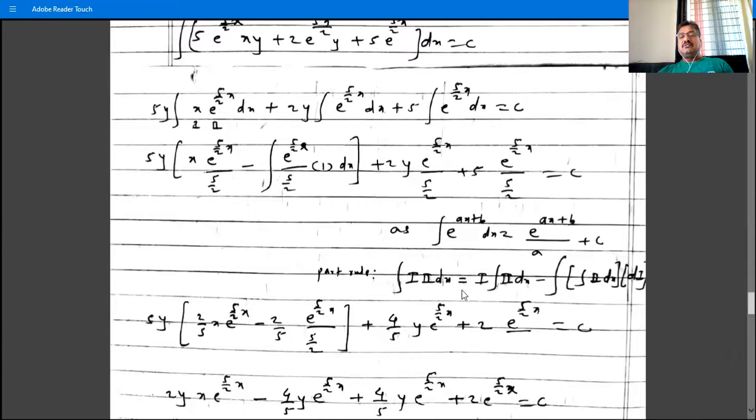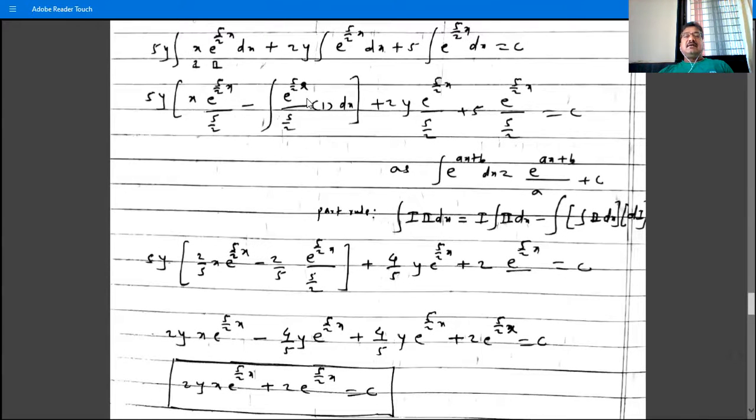So this is the by parts rule. So what is the by parts rule? Integration of first into second is first into integration of second minus integration of [integration of second into derivative of first]. So plus 2y e raised to 5 by 2x integration is this. Again the same, e raised to 5 by 2x integration is this, is equal to constant.